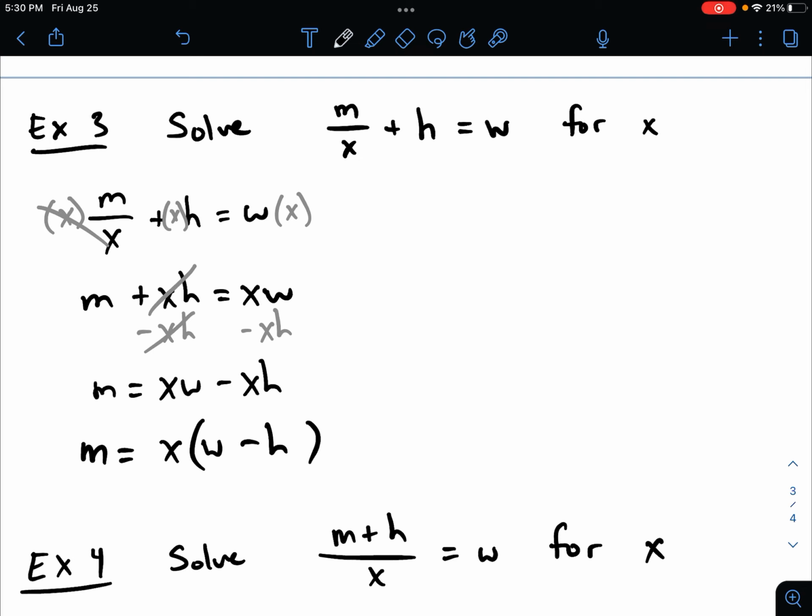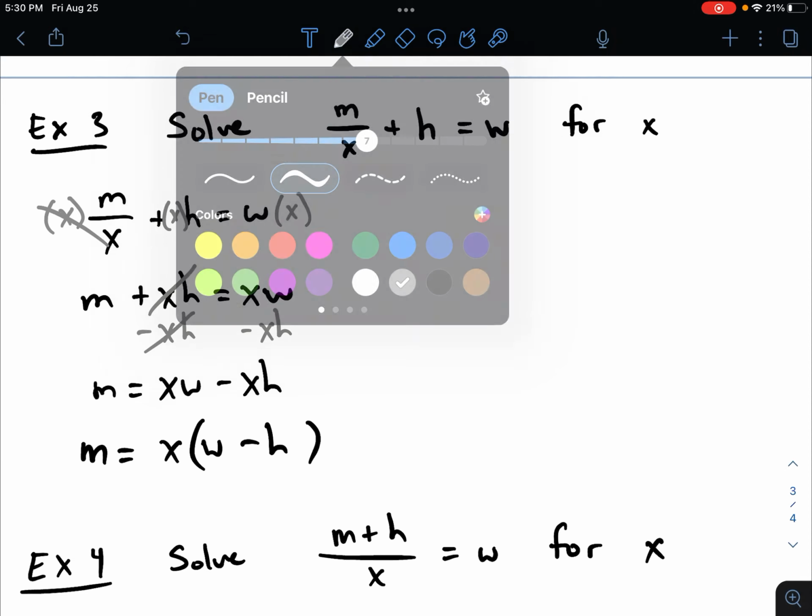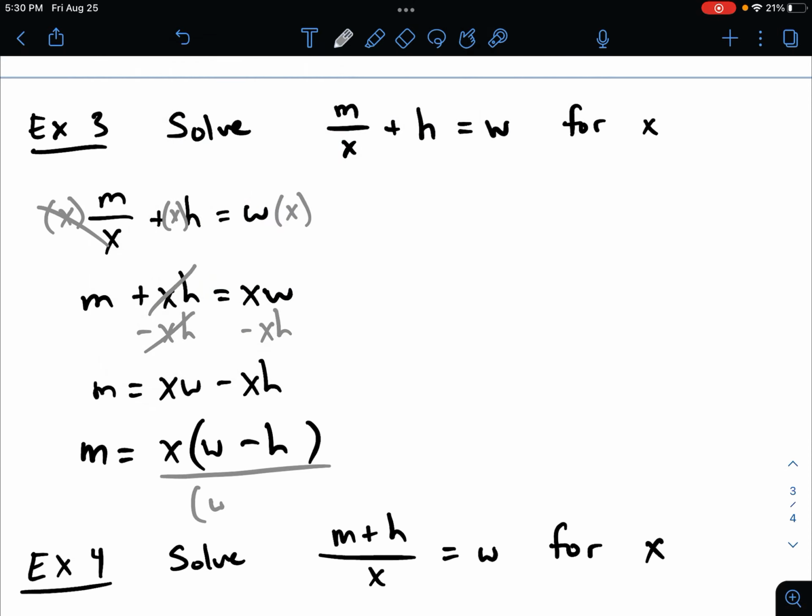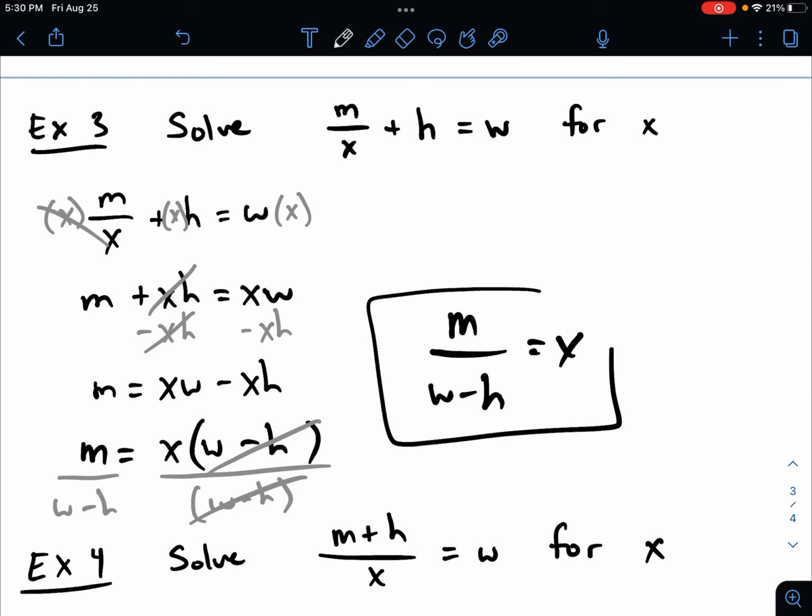So this is very close to my final answer. What I can now do is I see that x is being multiplied by w minus h. So to get rid of that w minus h, I'm going to divide both sides by w minus h. And this is a big piece of the puzzle because now they cancel, and we can see that m over w minus h is x. All right, so that's how you isolate x there.